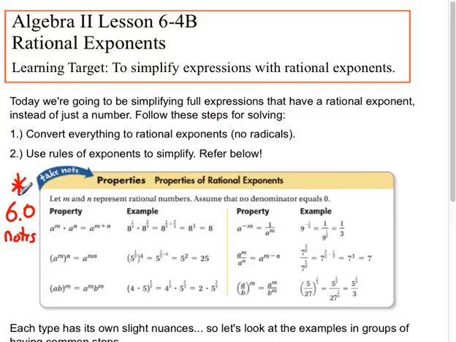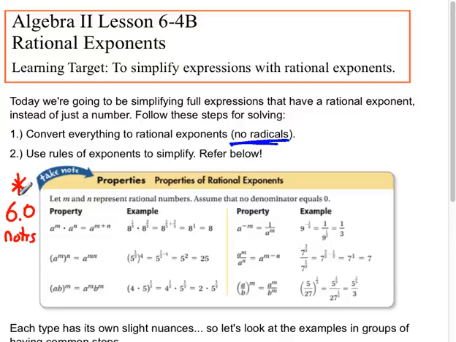First, you're going to convert everything to rational exponents. You don't want any radical expressions when you're using these properties. All the properties we're discussing are for exponents, not radicals, so you do want to make sure that you know how to do those conversions. Turn everything into its rational exponent form, and then simplify using the rules of exponents in the table that I already pointed out to you.